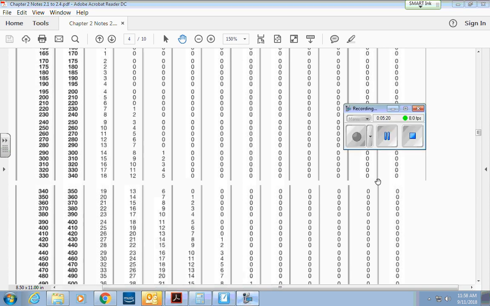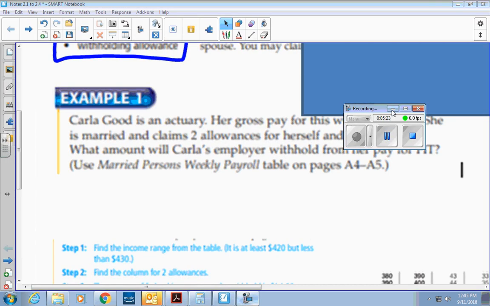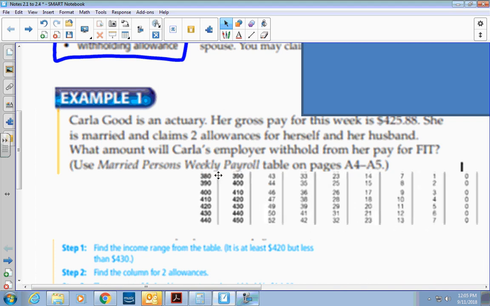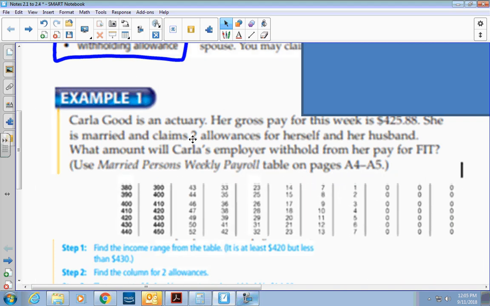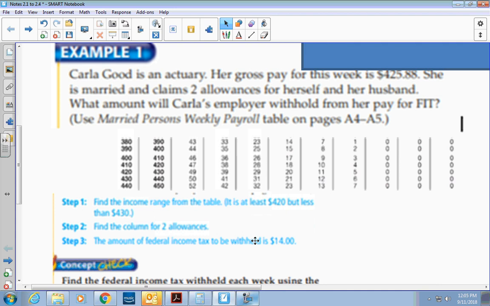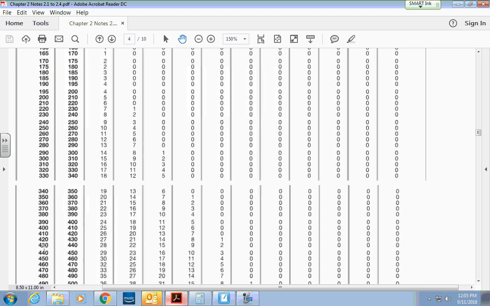I'm going to pause it. Okay, so when we go to the chart for Carla, she is bigger than 420, but less than 430. And she's got 2 allowances. So that is $14. Actually, let me flip to this page. Between 420 and 430. She's married, so it's that $14.